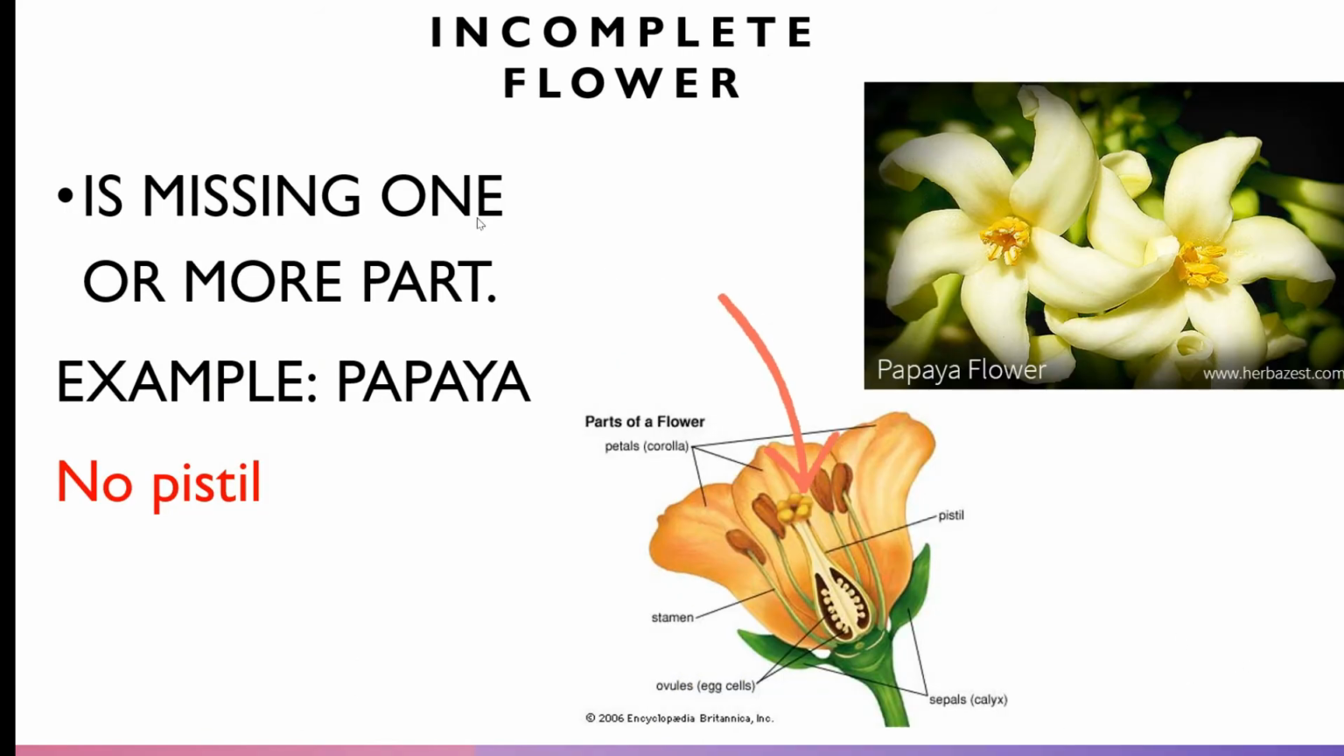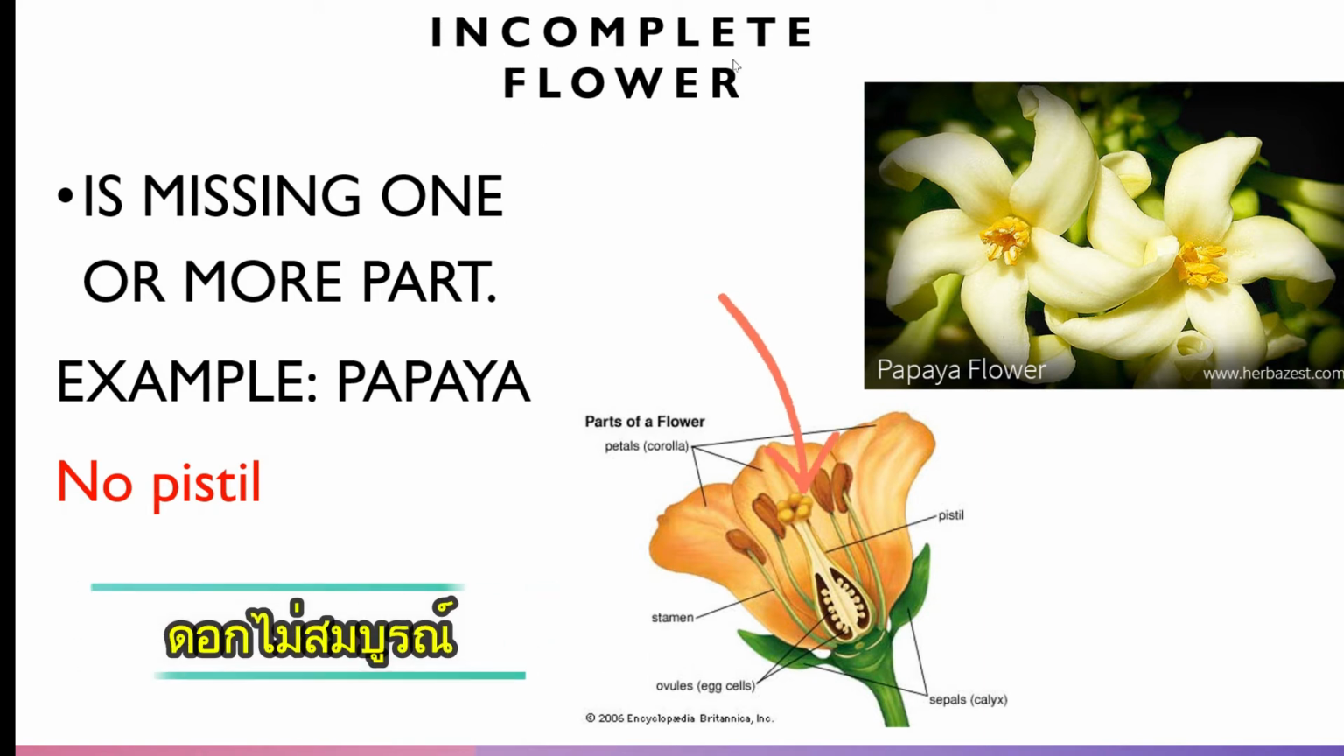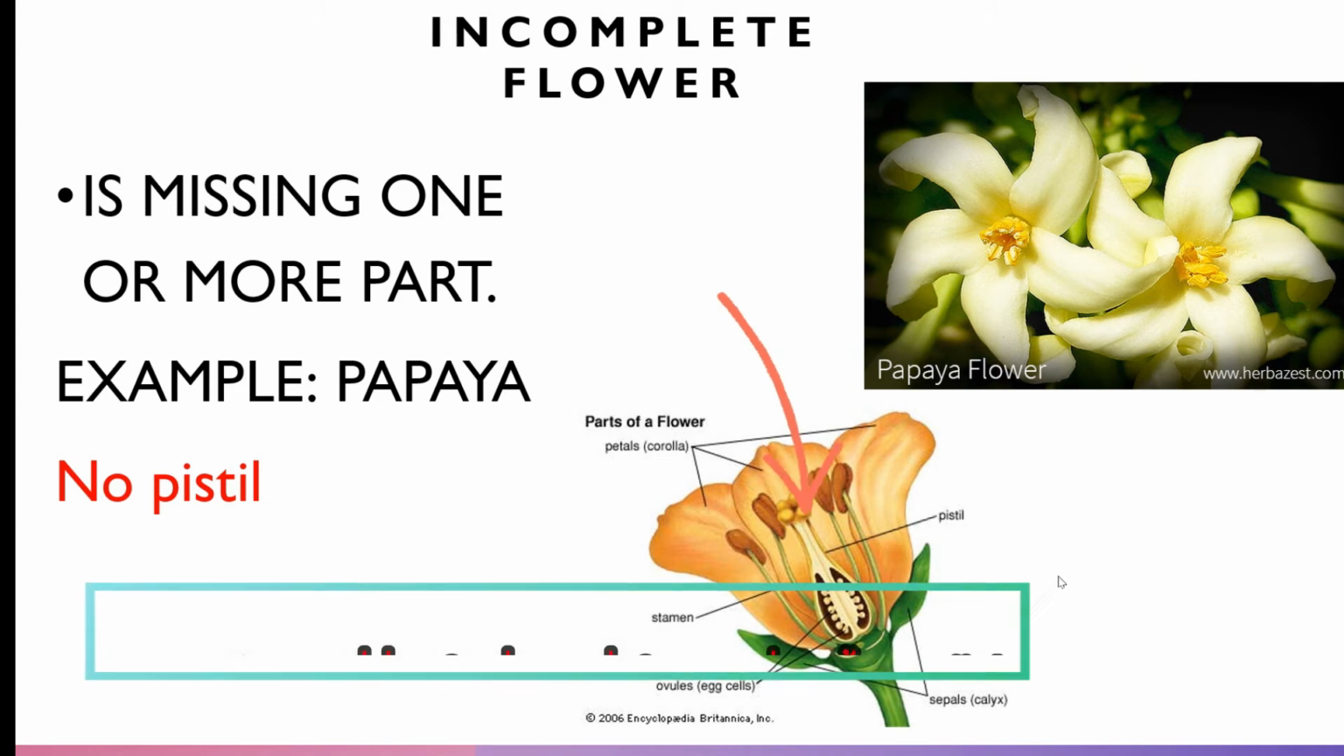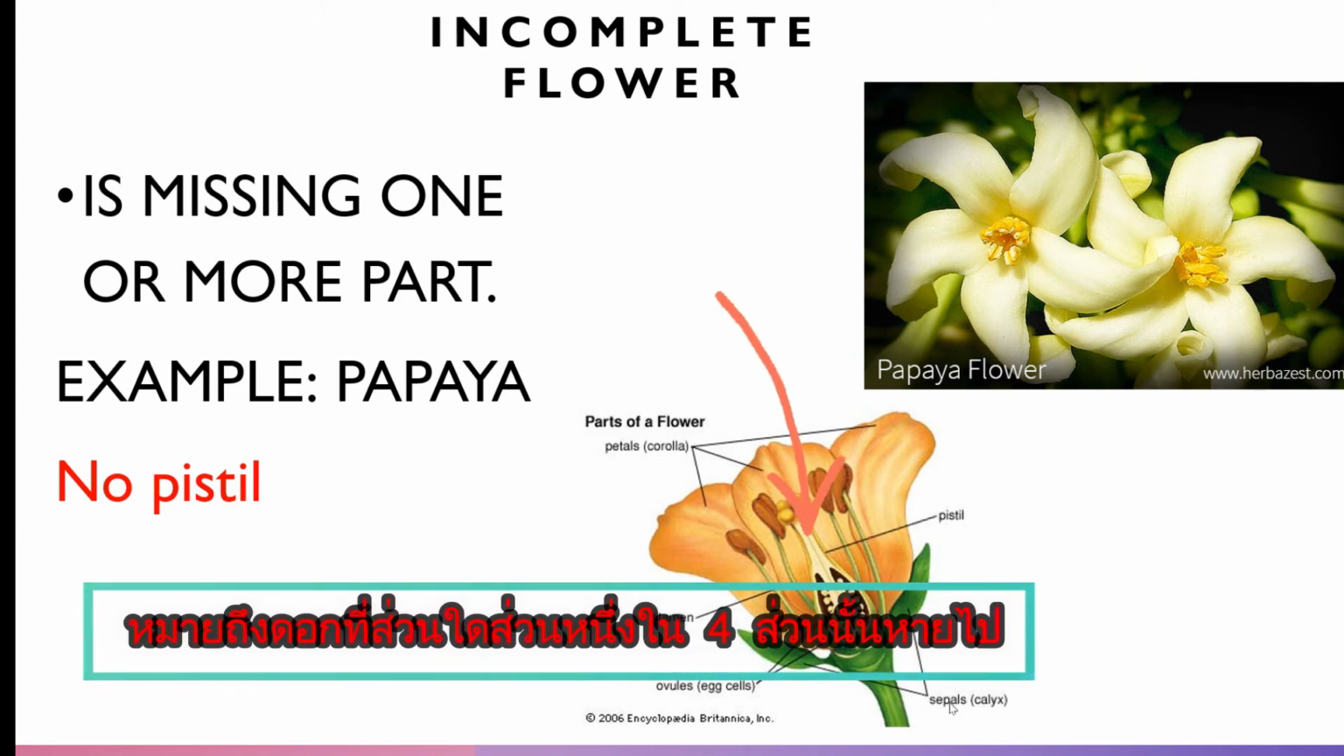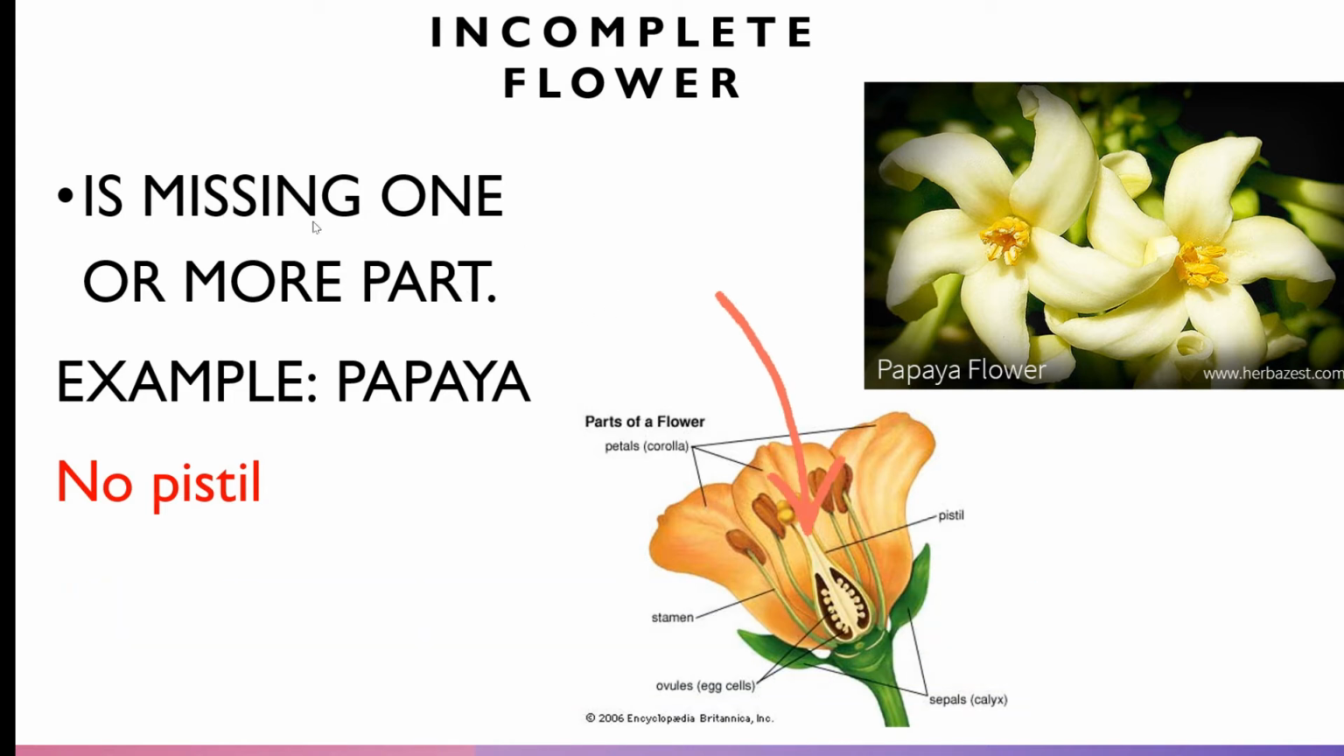Okay, the other one here is the incomplete flower. It means if there is no sepals, even 1 part, if the flower is missing 1 part, it means the flower is incomplete. So it's missing 1 or more parts.